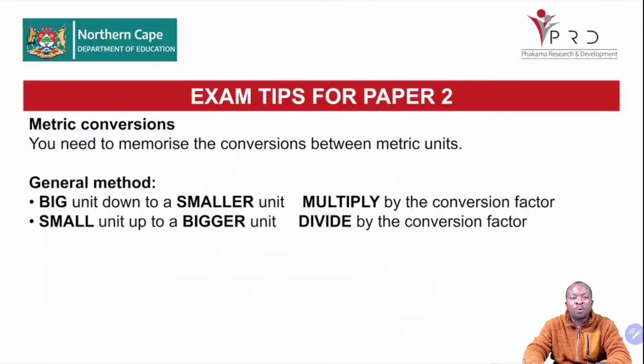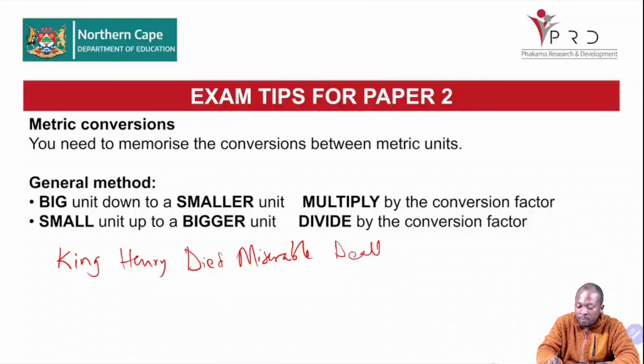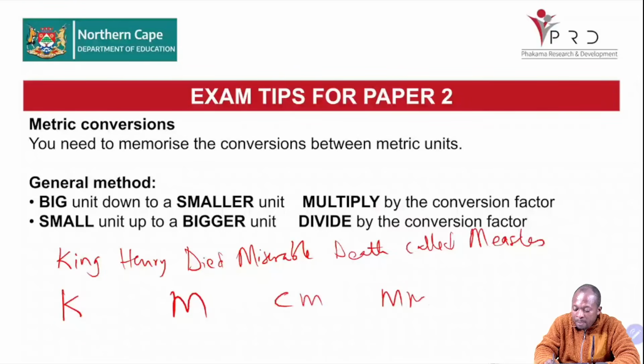The moment you get your question paper, once they say you can start writing, write your "King Henry died a miserable death called measles." If you don't want to write it this way, then just write K M C M M M.